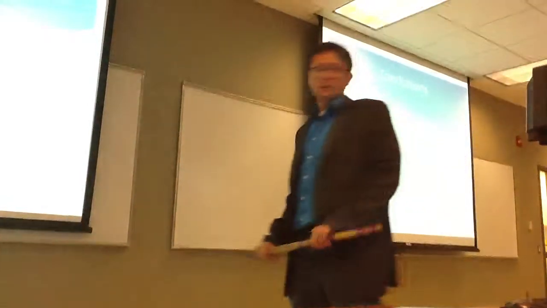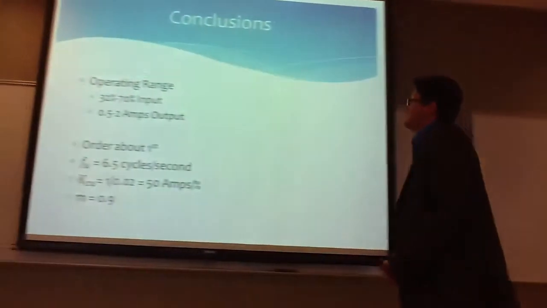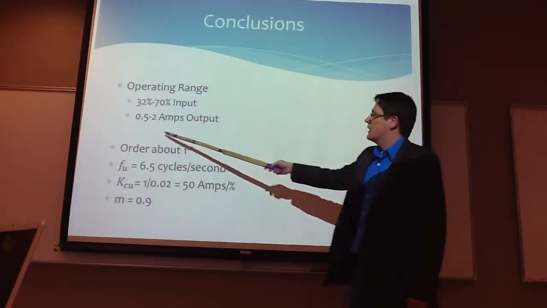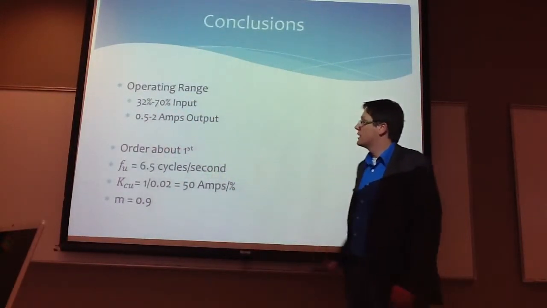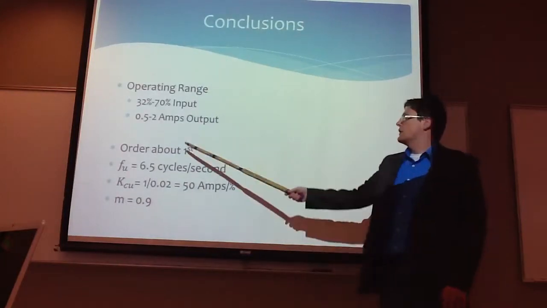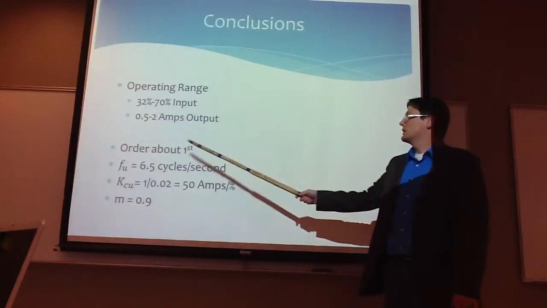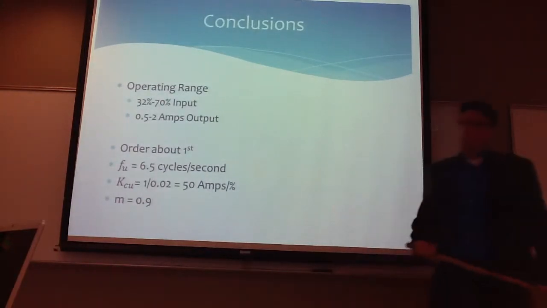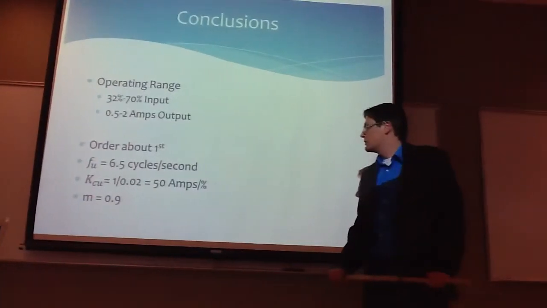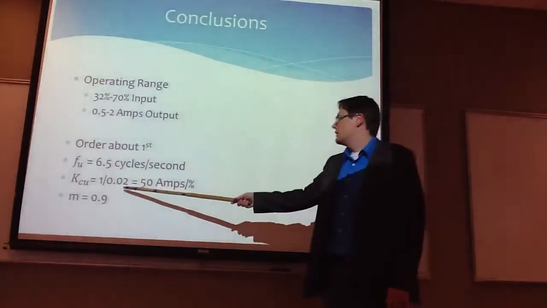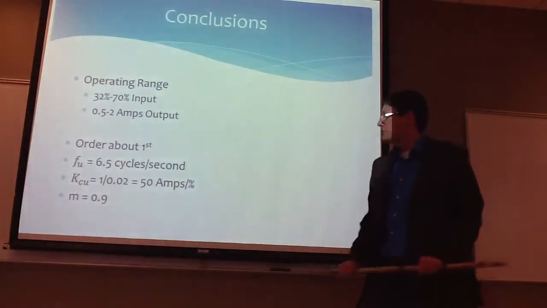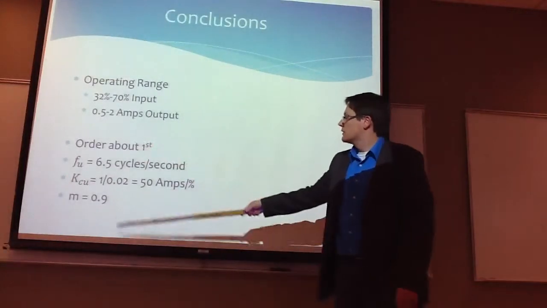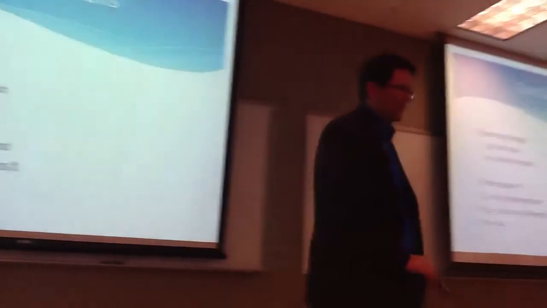So in conclusion, for our operating range, we found that 32% to 70% input satisfied our customers' wants of 0.5 to 2 amps. We found that our system was approximately first order. Our ultimate frequency was 6.5 cycles per second average. Our KCU value was roughly 50 amps per percent. And as you can see here, our order was 0.9.